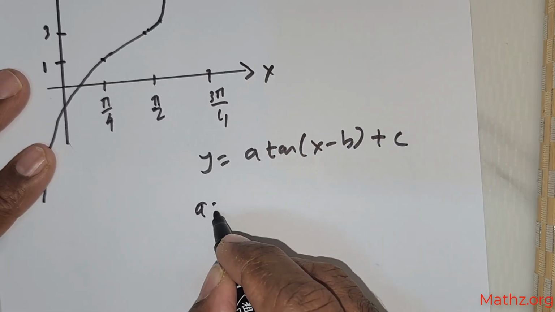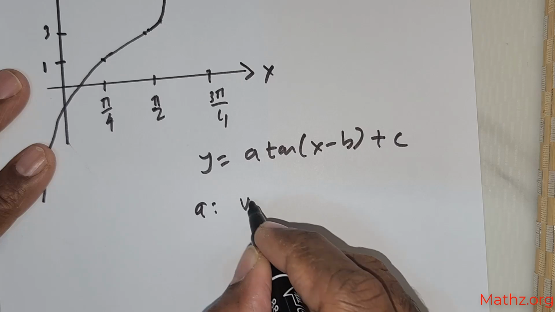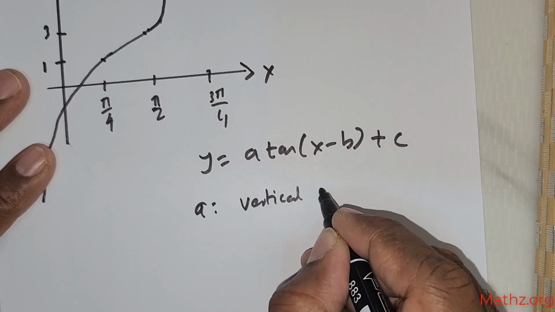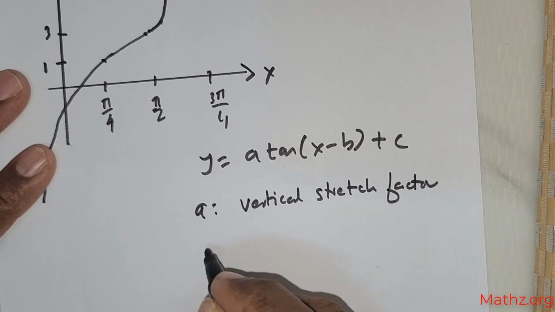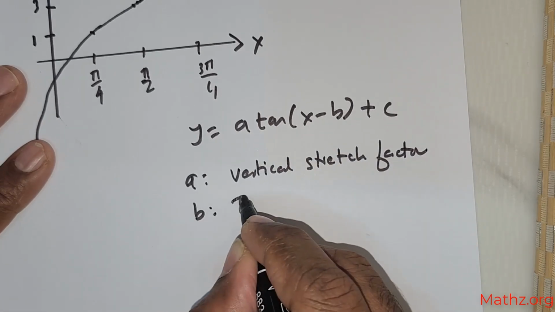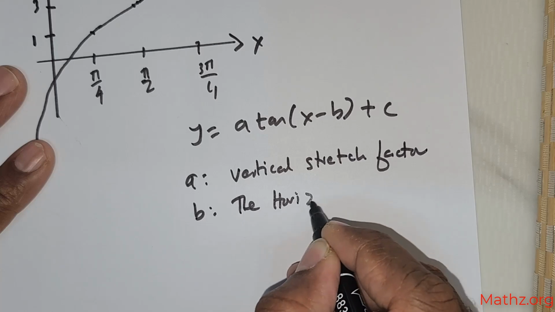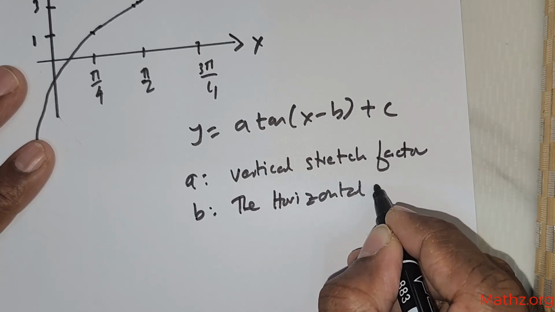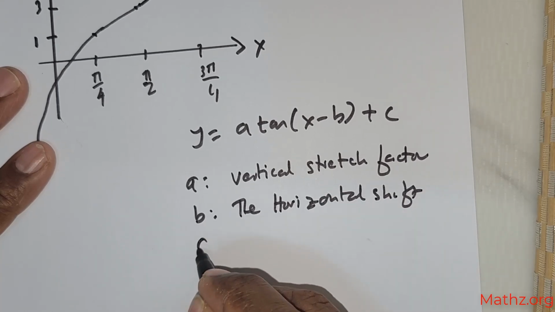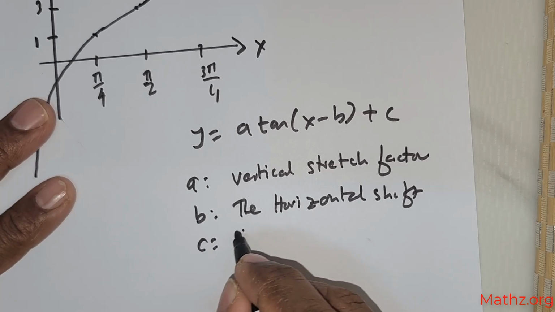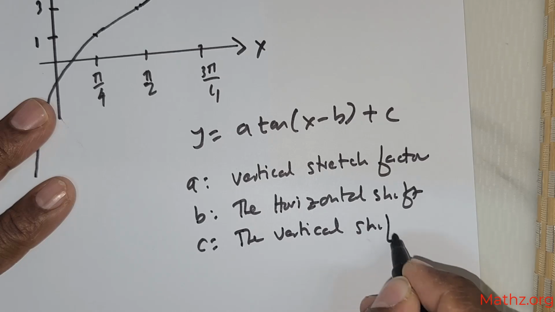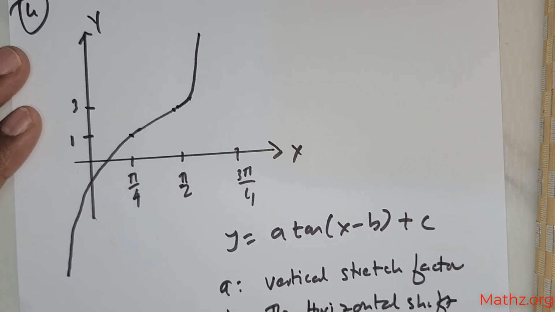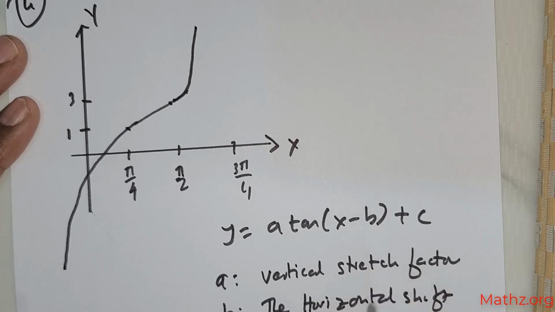Foremost, the value of a will give you what is called the vertical stretch factor. The value of b will give you the horizontal shift, and the value of c will give you the vertical shift. All of these things can be easily obtained just by observation.